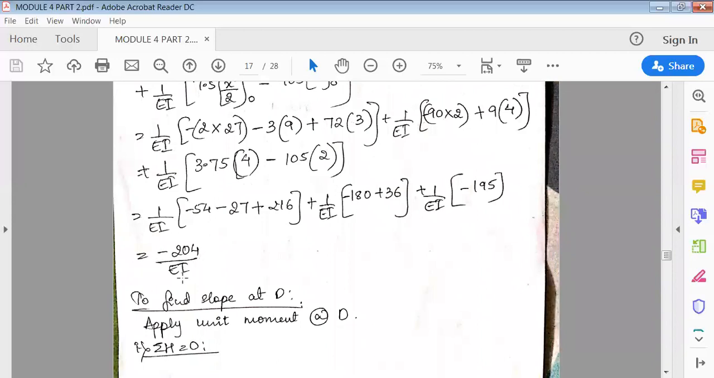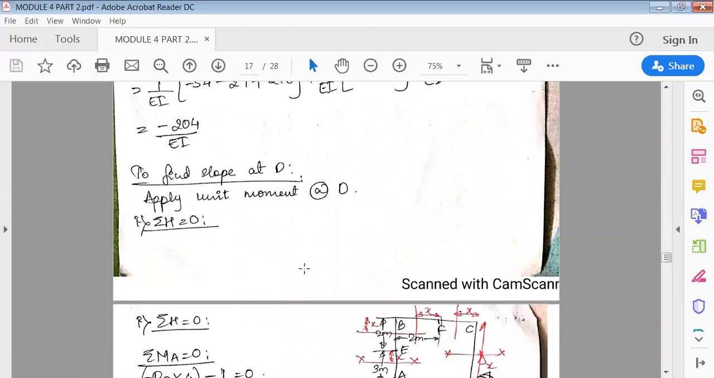So again, the answer is negative here, and it is the deflection. It's a horizontal displacement, the deflection and displacement at D. Once you find out this, next you have to also find out the rotation.